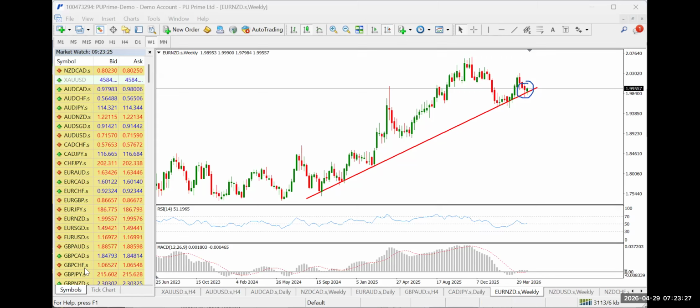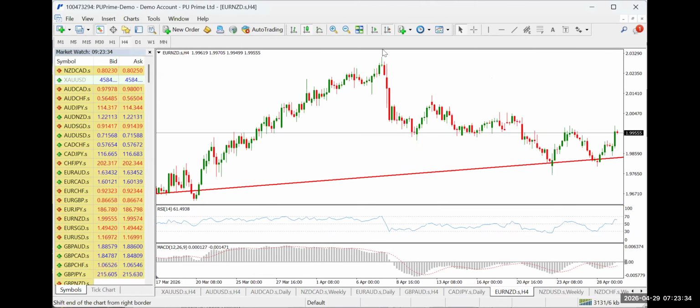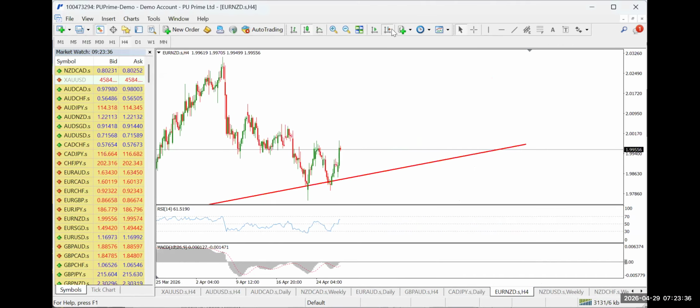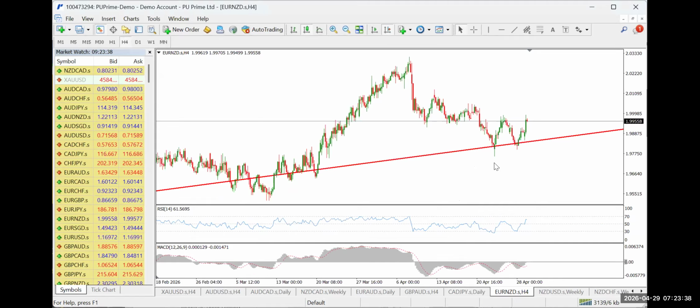So technically, I said it from Monday that I'm very bullish on the Euro NZD, and going straight to 4 hour, I said it also that I was seeing the possible formation of a double bottom pattern, and that has formed. Now, price is exactly at the neckline region.